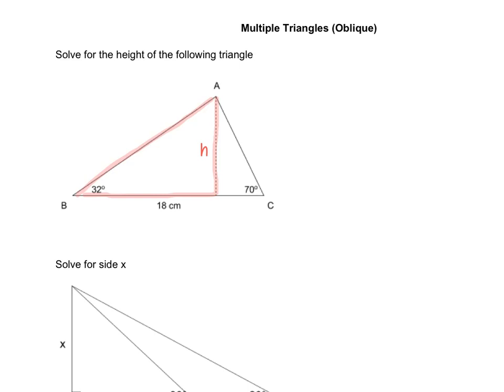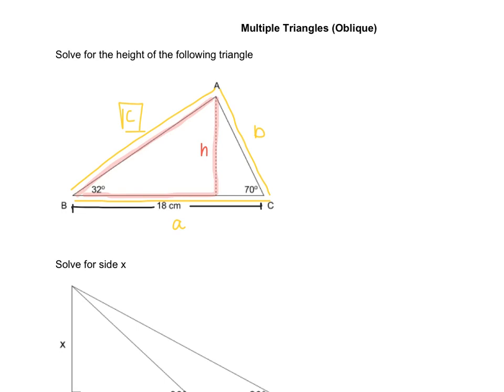Now this 18 centimeters on the bottom is the length of the entire BC. So we don't actually know the base of the right triangle, we know the base of the entire oblique triangle, which means we first have to look at the entire triangle ABC, and we're going to have to solve for one of the sides. Because I've chosen to look at the left right triangle, my goal is to solve for this little c, side C. While I'm at it, I am going to label all the other sides, side B and side A.